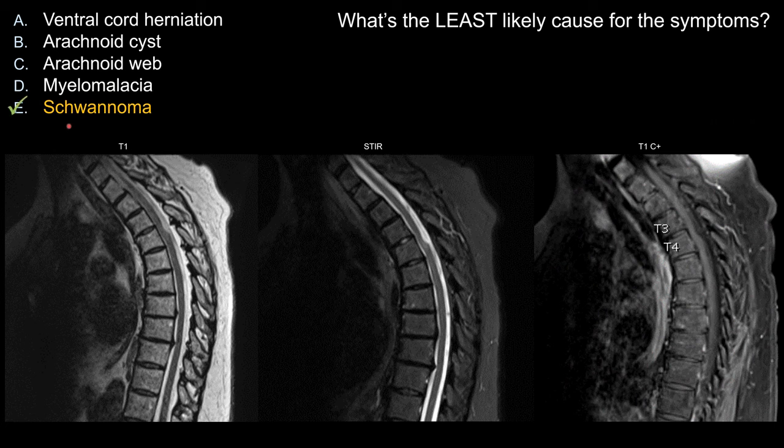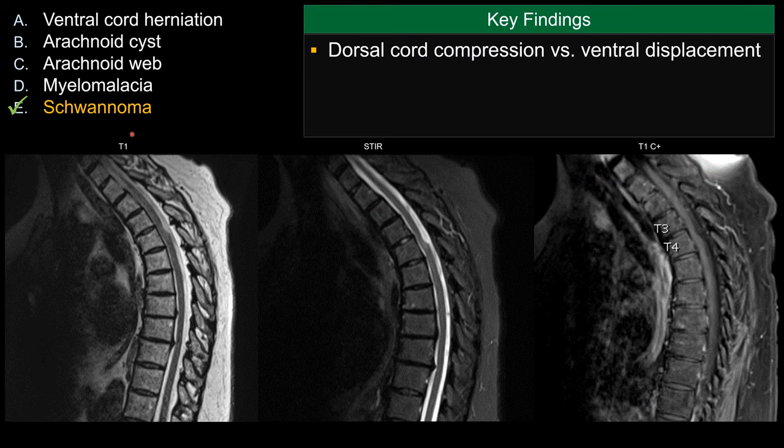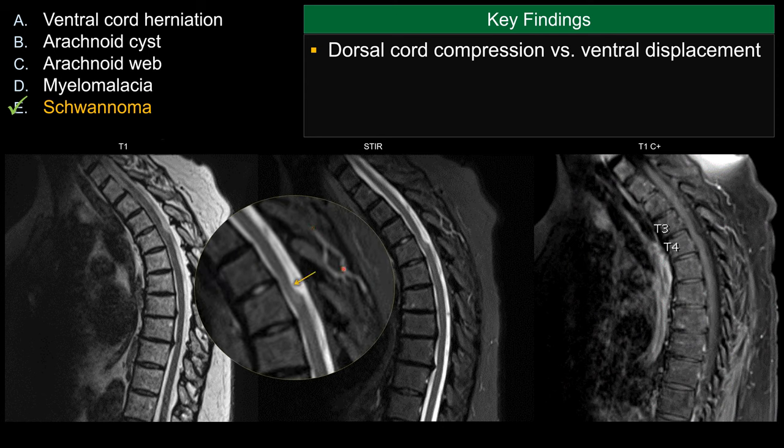So the best choice here is E. The least likely cause for this particular finding is schwannoma. The finding here is not as obvious as in the other case. If you magnify the image, you can see there is a dorsal compression or anterior displacement of the spinal cord. Now on this STIR image, you can see there's increased T2 signal that represents either myelomalacia or acute cord edema.